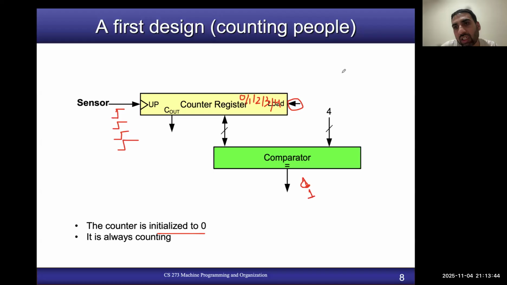So we are saying, okay, we have detected 4 people, or let's say we just want to know the capacity of a room. If there are 4 people, we want to say the room is full. Okay, any question here?